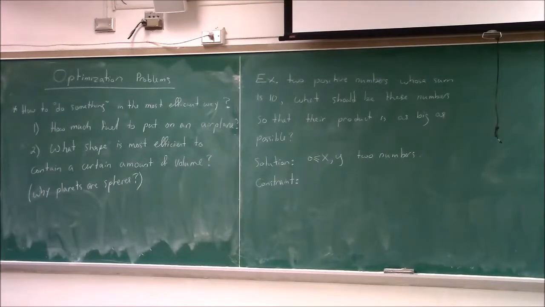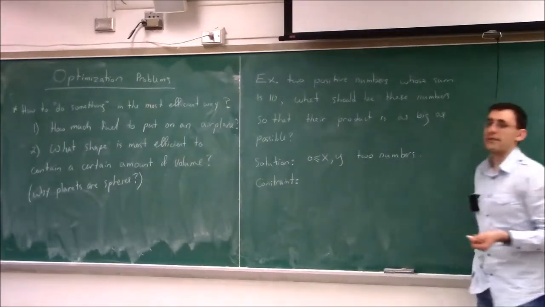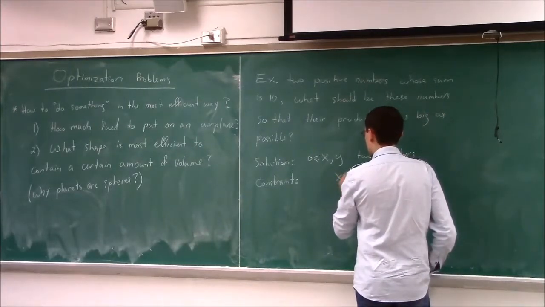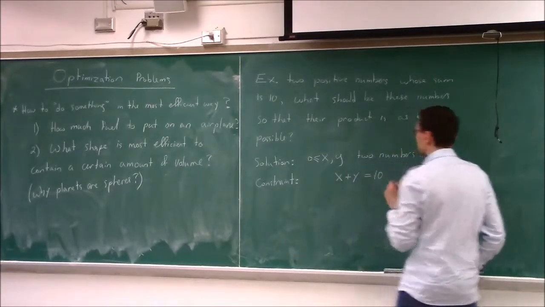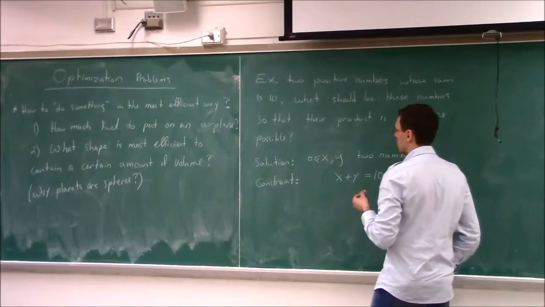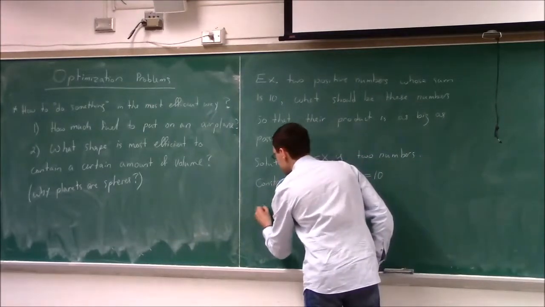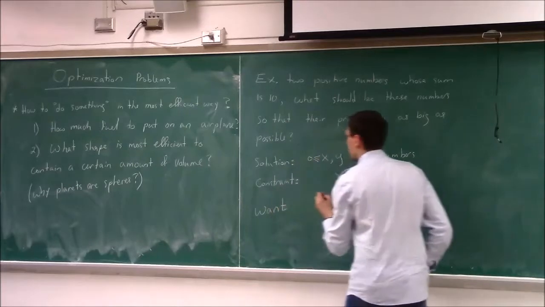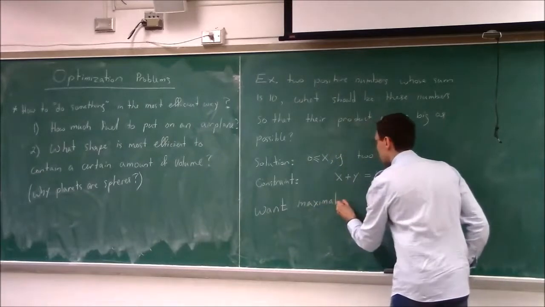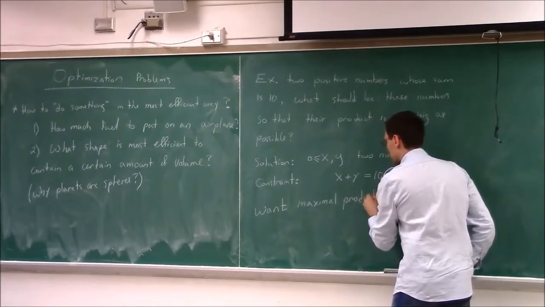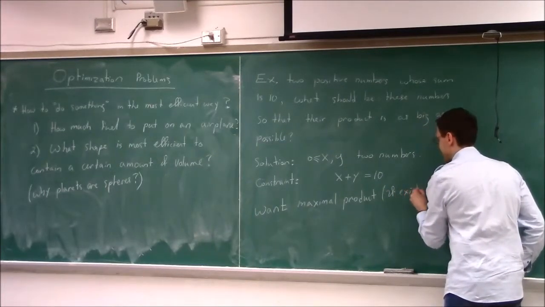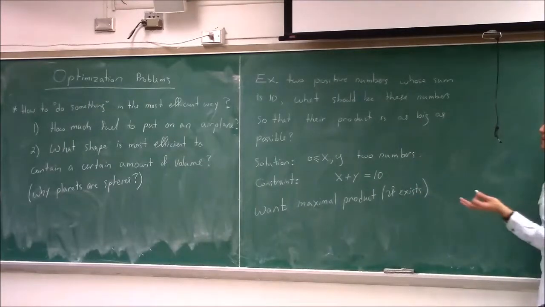So I'm not allowed to pick any two numbers. Those two numbers, x and y, have a relationship between them. What's the relationship? Exactly. x plus y equal to 10. That's the constraint. Okay? And we want maximal product if it exists. We don't know that there is such a thing, right? Maybe this question has no solution.